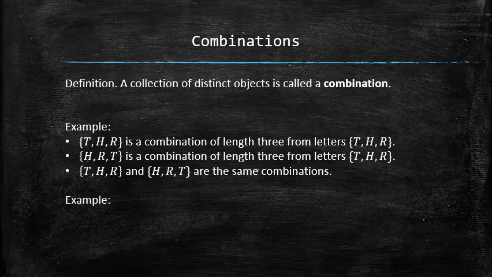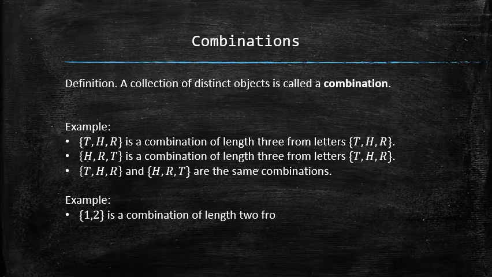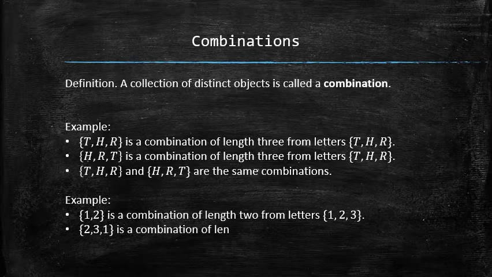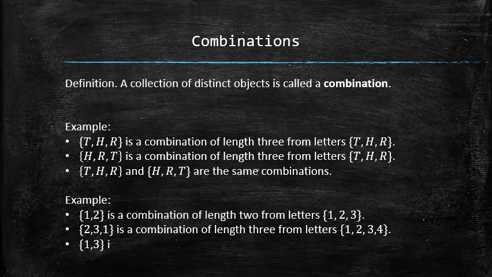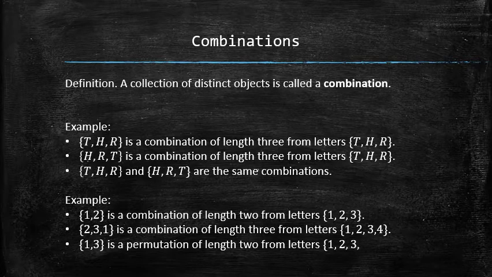Another example: 1, 2 is a combination of length 2 from letters 1, 2, and 3. 2, 3, 1 is a combination of length 3 from letters 1, 2, 3, and 4. 1, 3 is a combination of length 2 from letters 1, 2, 3, and 4.